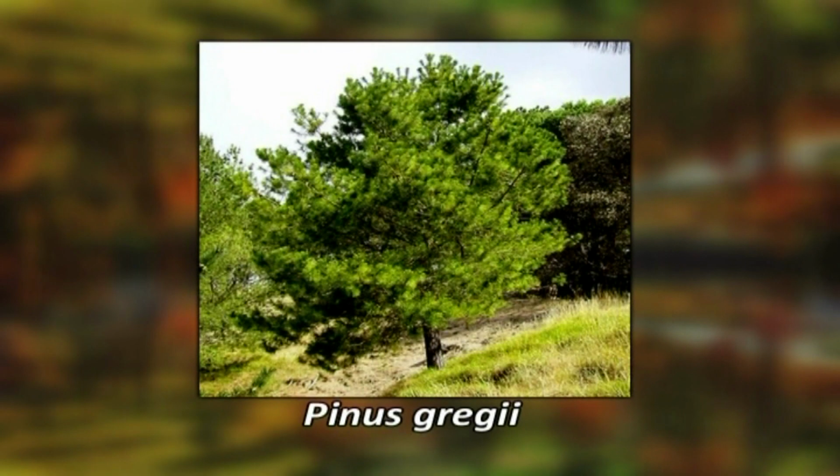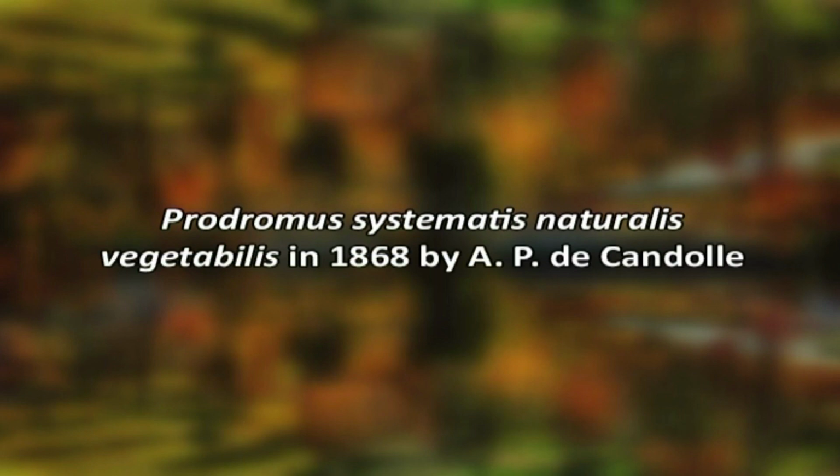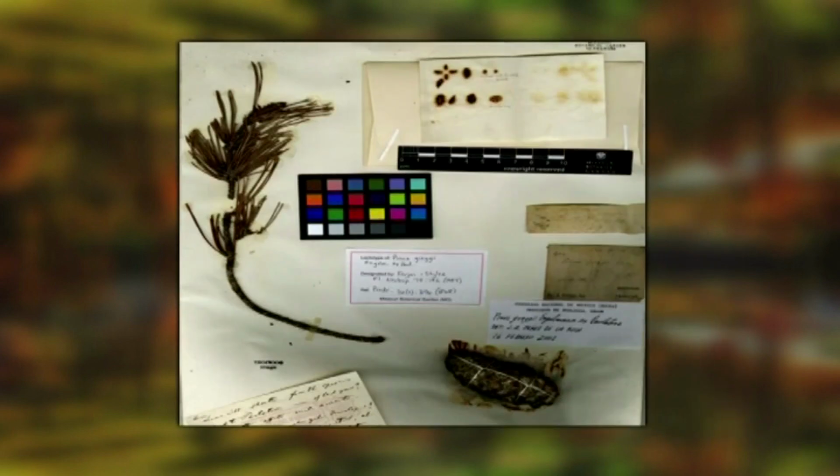In case of Pinus greggii, the name of the taxon was published in Prodromus Systematis Naturalis Vegetabilis in 1868 by A. P. de Candolle, without citing a holotype, described from the collections of Josiah Gregg, who collected it in 1848 with collection number 402 from Mexico. The lectotype was later designated by Farjon, A. K. and B. T. Styles from the type protologue and published in Flora Neotropica in 1997 as a valid name.